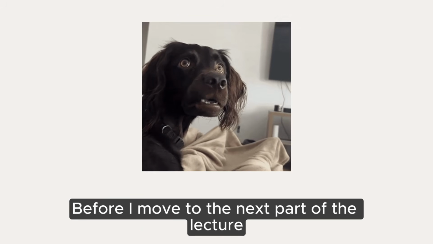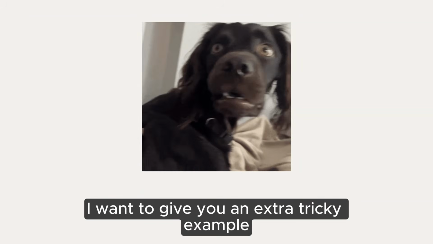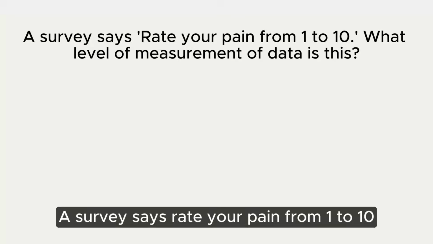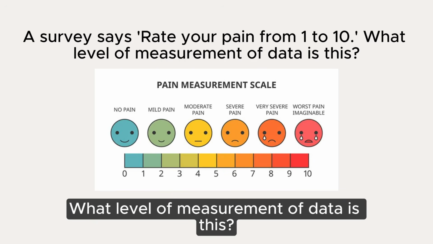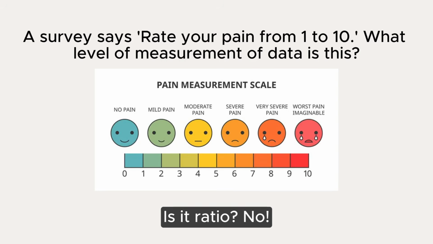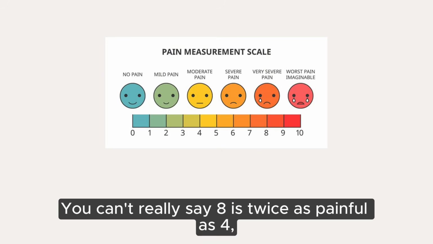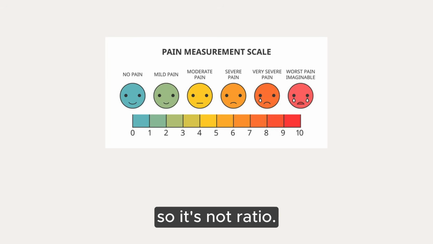Before I move to the next part of the lecture, I want to give you an extra tricky example. A survey says, rate your pain from 1 to 10. What level of measurement of data is this? Is it ratio? No. Is it interval? No. It's actually ordinal. You can't really say 8 is twice as painful as 4, so it's not ratio.